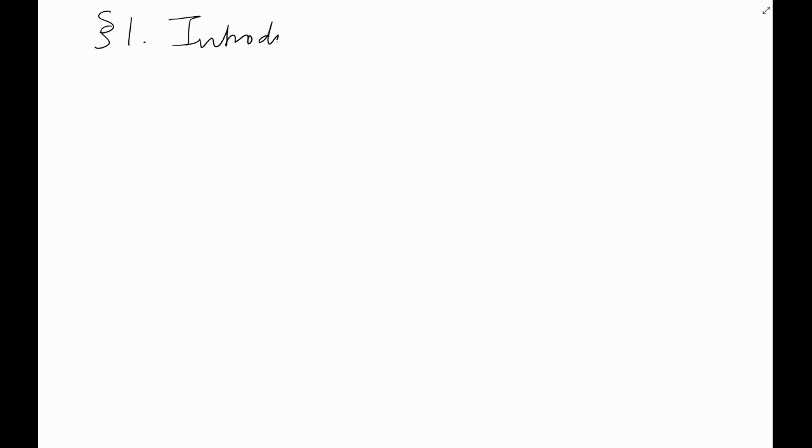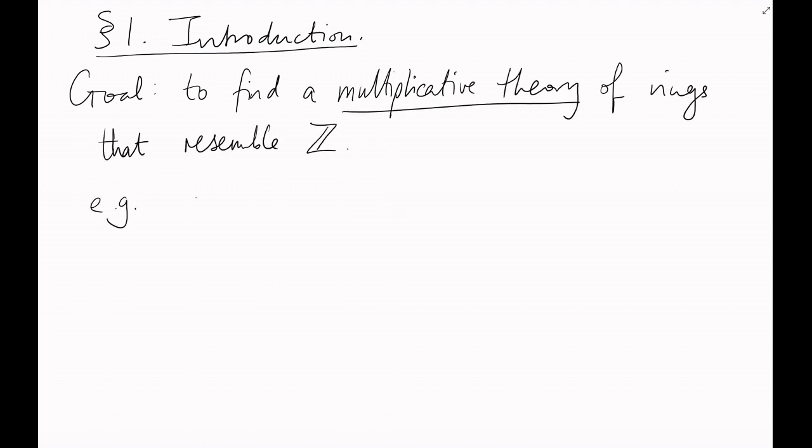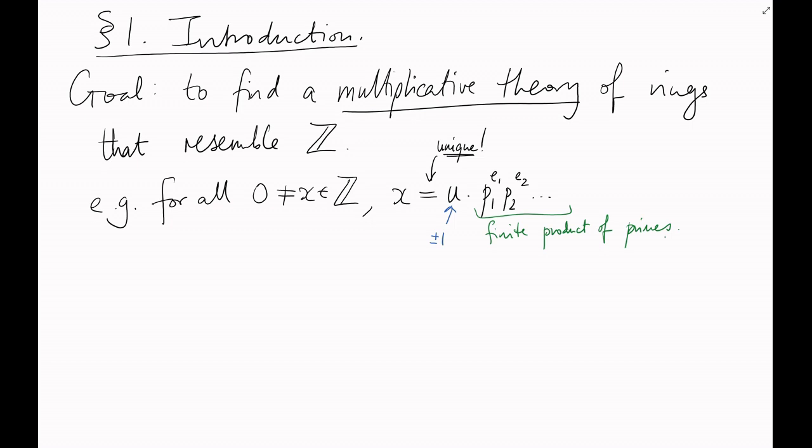Section 1. Introduction. We originally set out with the goal of finding a multiplicative theory of rings that resembled Z. I loosely described this by saying that every non-zero element of Z could be written as a unit times a finite product of primes. The units in Z are plus or minus 1, and the primes are 2, 3, 5, 7, 11, and so on.